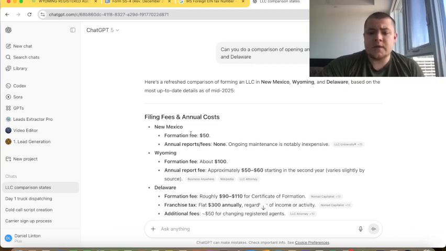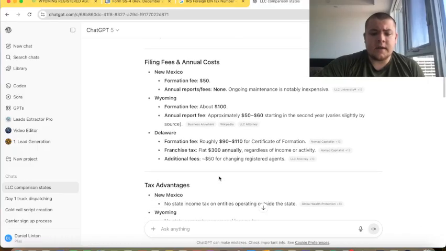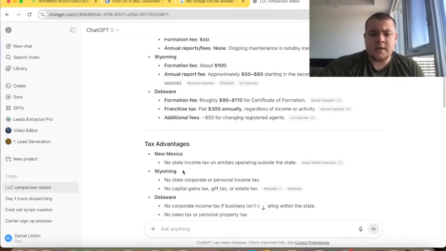So there are three common states that people will file an LLC in as a non-resident. There is New Mexico, only $50 to file, no annual reporting fees. There's Wyoming, where it's $100 to file and a $50, $60 annual reporting fee coming in your second year. And there is Delaware. Delaware is very, very common. A lot of companies are registered in Delaware. Roughly $90 to $110. $300 franchise tax. You probably don't have to worry about that. And $50 fee to change registered agents.